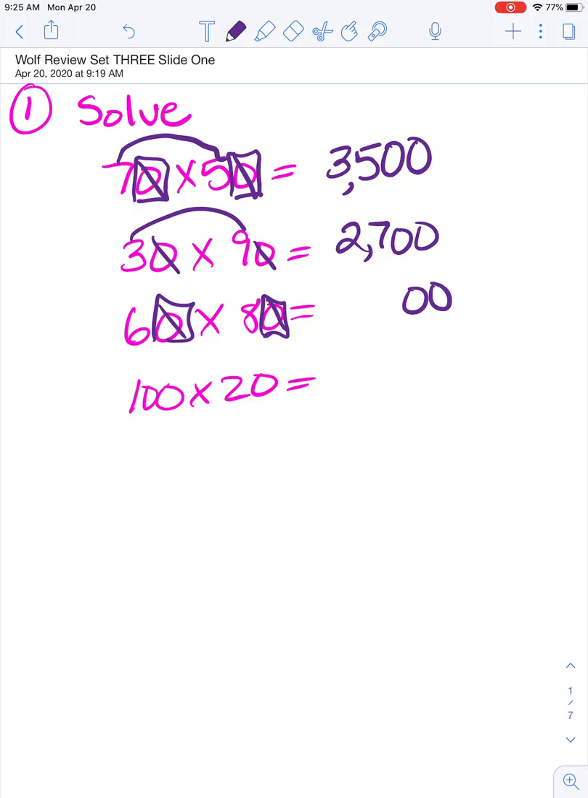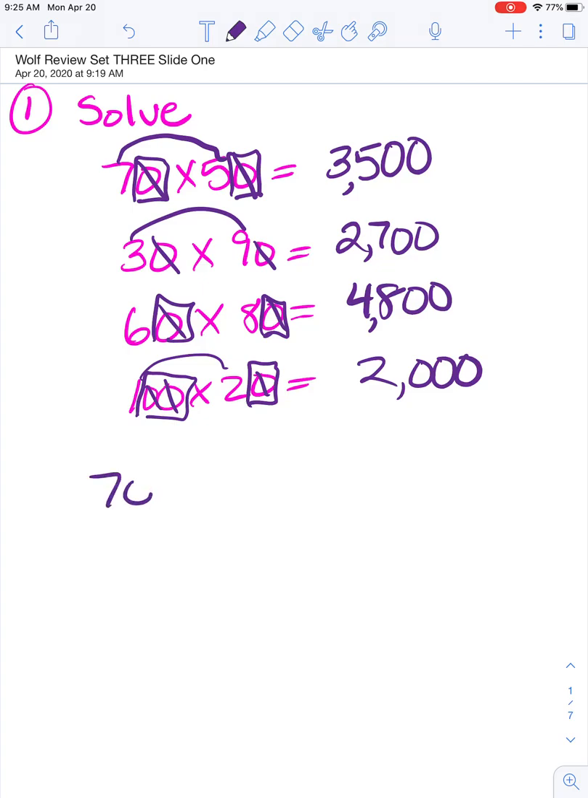Next one, box them, cross them, bring them over. 6 times 8 is 48. You should remember that. We always do that one as a rhyme. So it's 4,800. Here, pay attention at how many zeros you have. You have 1, 2, 3. 1, 2, 3, and 2 times 1 is 2. So 2,000 is the answer.